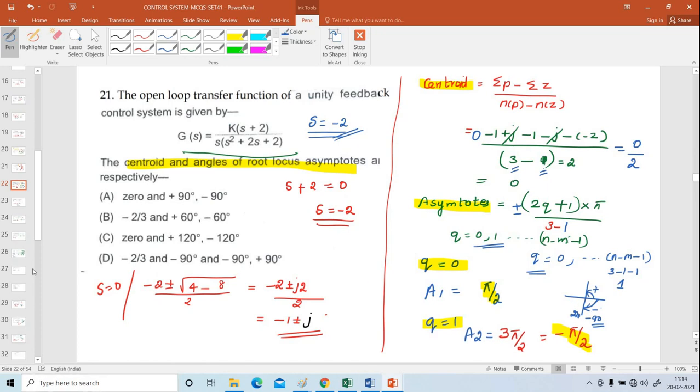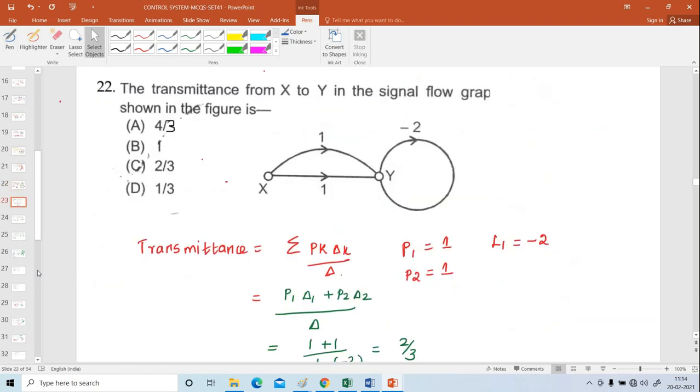Next problem. The transmittance from x to y in the signal flow graph shown in the figure is. What is the equation for transmittance? Summation of Pk delta k divided by delta. So this is the equation. What is Pk? Forward path.